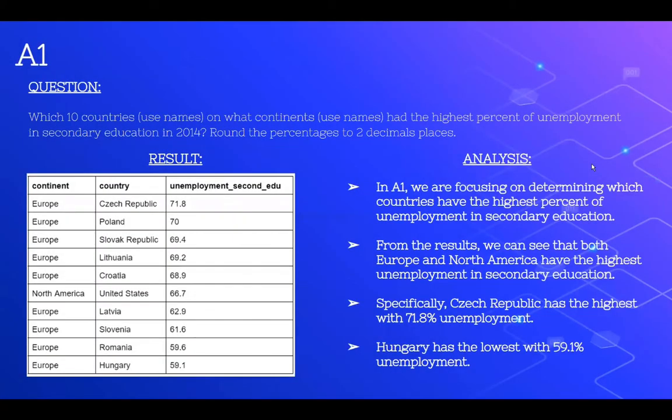For question A1, we are going over which 10 countries on continents had the highest percent of unemployment in secondary education in the year 2014. From the results, we see that Europe and North America both have the highest unemployment in secondary education. Specifically, Czech Republic has the highest with 71.8% unemployment, and Hungary has the lowest with 59.1% unemployment.